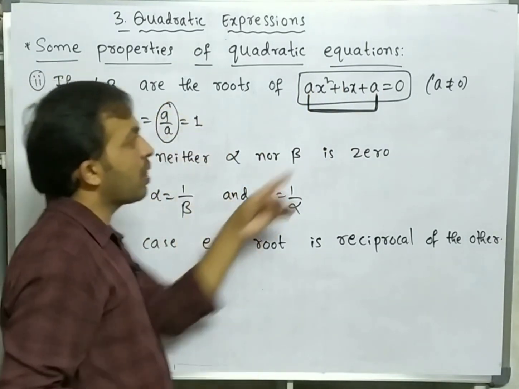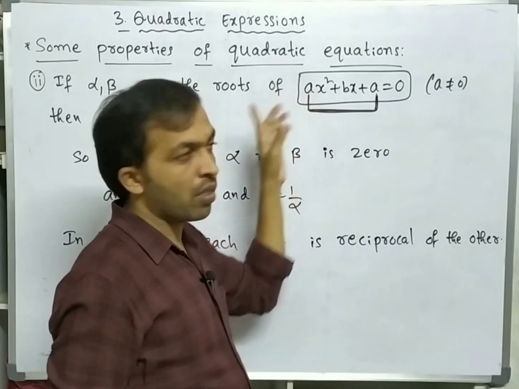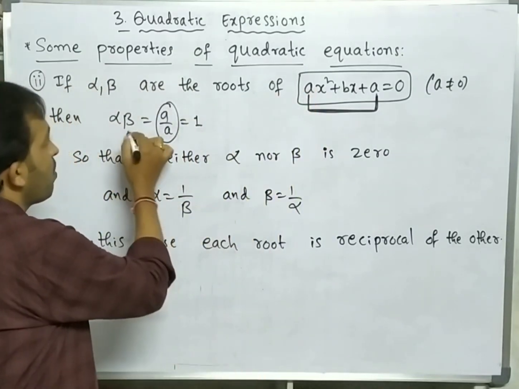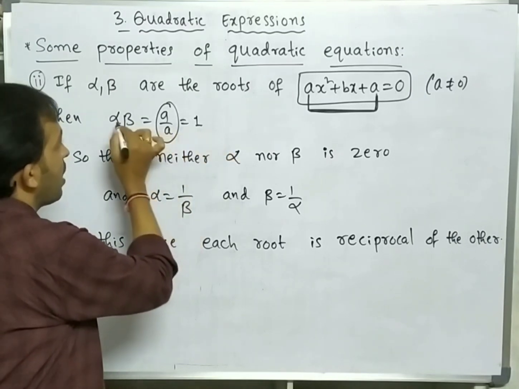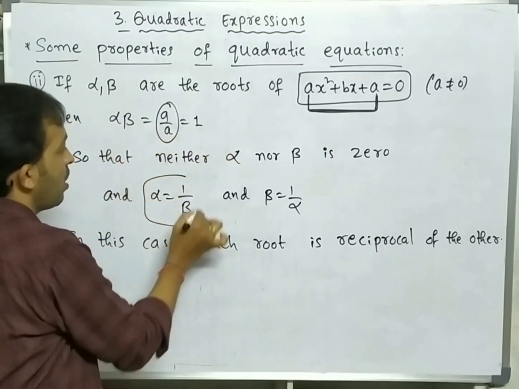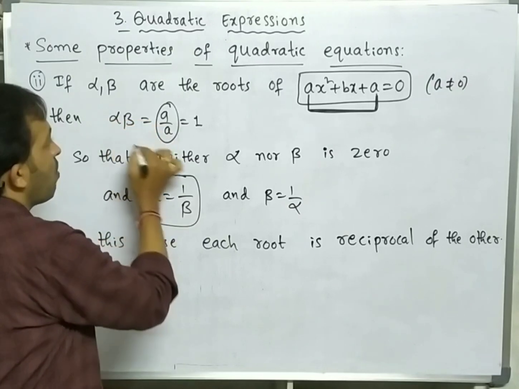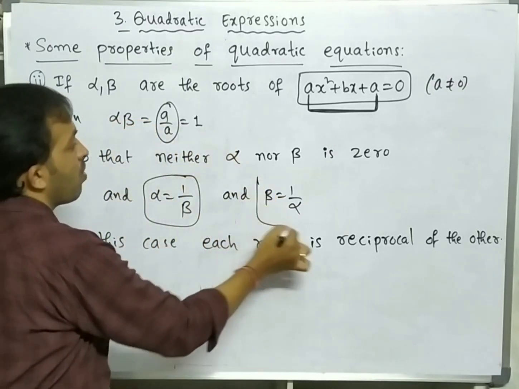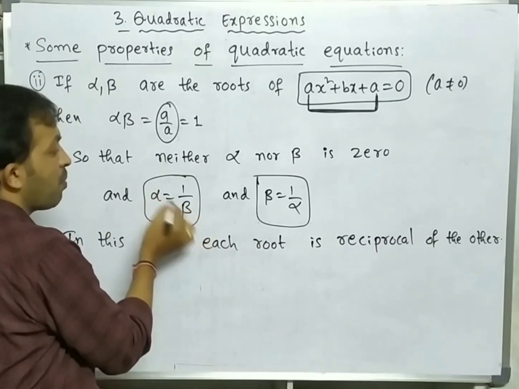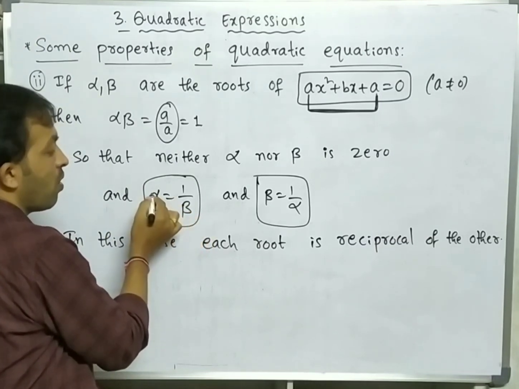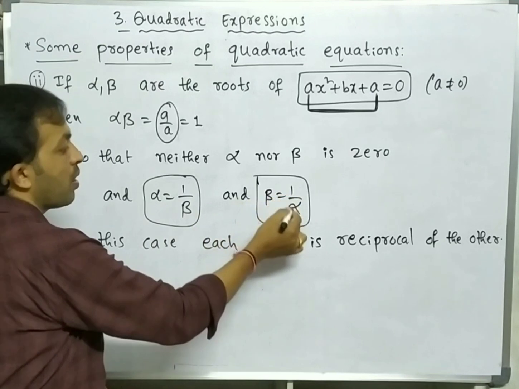Okay, so in this case the constant term and the coefficient of x square both are equal. Then alpha beta is equal to 1. So if we bring beta to the right hand side, we will get alpha is equal to 1 by beta. And if we bring alpha to the right hand side, we will get beta is equal to 1 by alpha. So we can say that one is reciprocal to the other. So alpha is equal to 1 by beta, beta is equal to 1 by alpha.